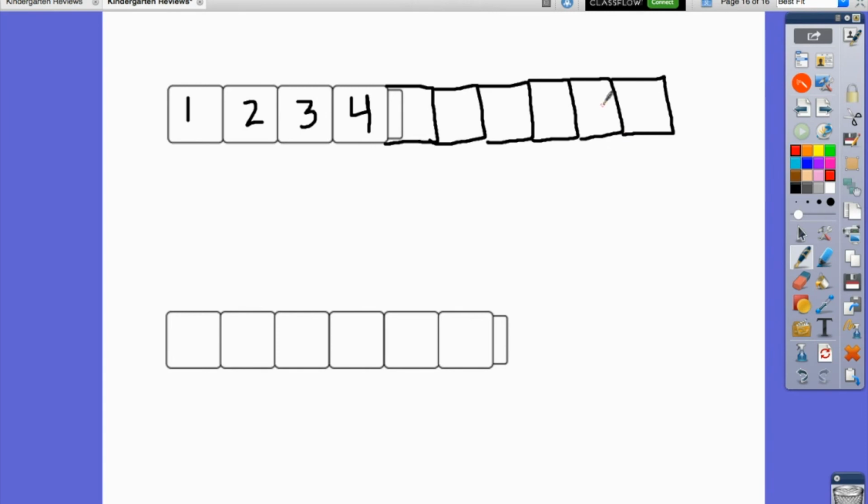And I'm going to number them as we count. So we already had 4. What comes after 4? 5, 6, 7, 8, 9, and 10. So let's go back and think about our numbers we used. What's our number partner? We started with 4. How many did we draw? 1, 2, 3, 4, 5, 6. So 4 and 6 made 10.